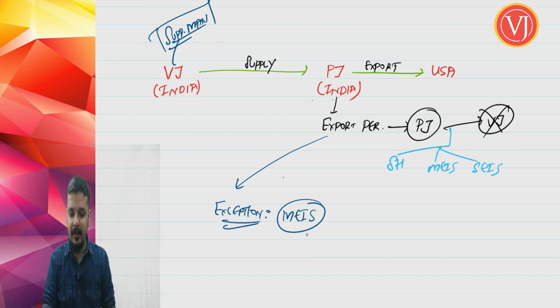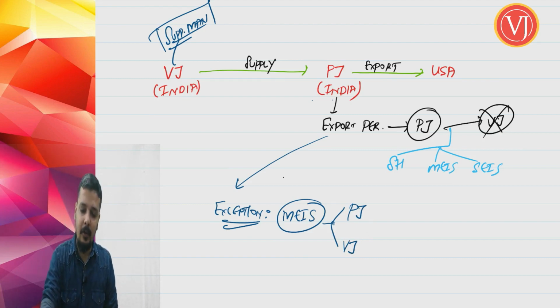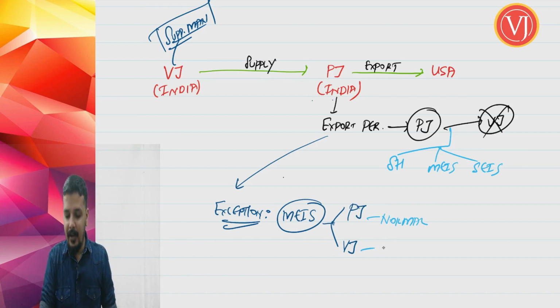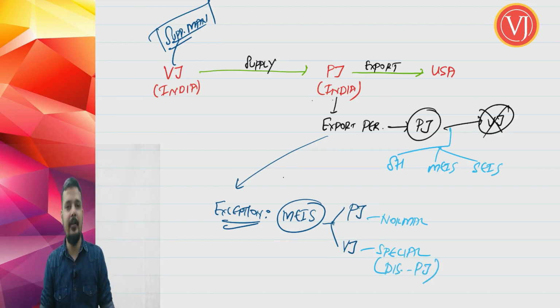For MEIS, this MEIS benefit can be taken either by PJ or by VJ. Now if MEIS is taken by PJ, the actual exporter, it is a very normal thing. But if it is taken by VJ, it is a special case where he is a supporting manufacturer. There should be a disclaimer from PJ that he is not going to claim MEIS.